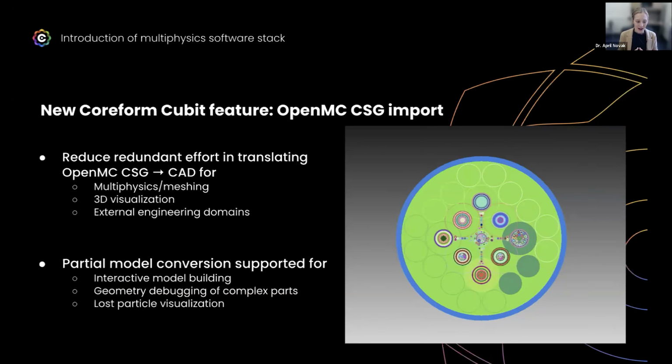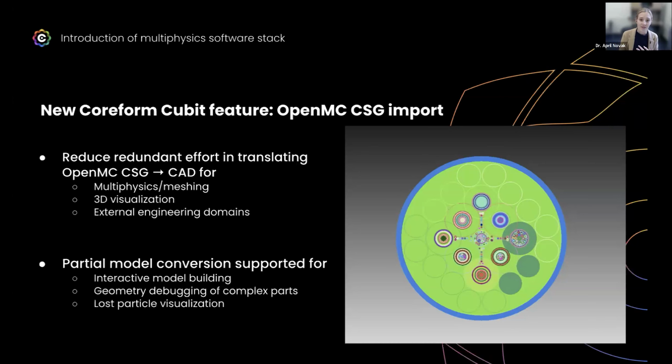Many people who work a lot with Monte Carlo methods are very comfortable and familiar with CSG geometry representations, this Boolean primitive combination of surfaces to construct space. However, this is inherently in contradiction with a lot of multiphysics workflows which start from CAD. And so what we're going to show is how we can import an existing CSG model into Coreform Cubit to generate CAD, which you can then use to generate meshes for multiphysics.